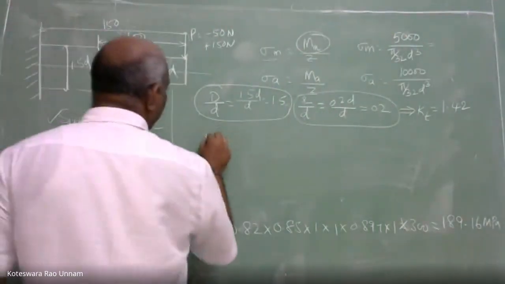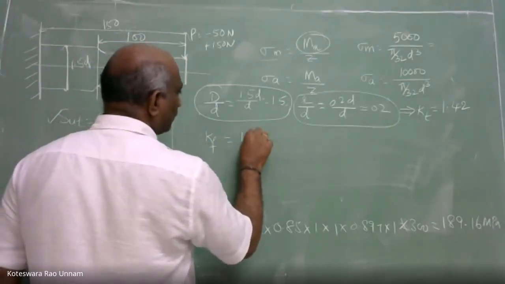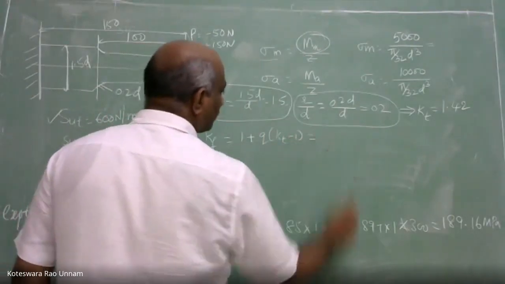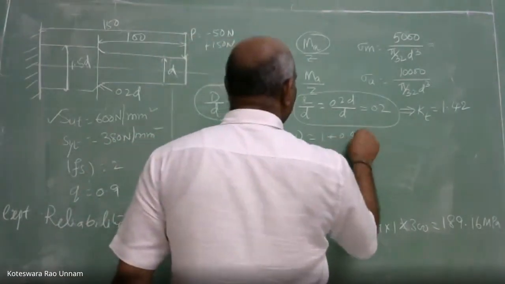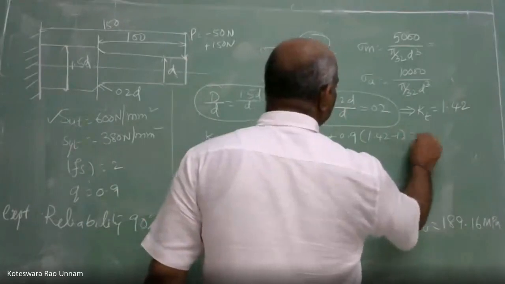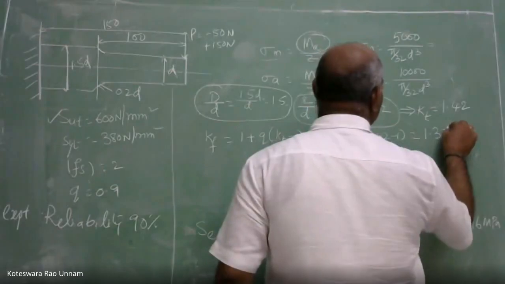Then what is your KF? Your KF is nothing but 1 plus Q into KT minus 1, which is 1 plus 0.9 into KT, which is 1.42 we got, minus 1. Compute the KF value. 1.378, sir. 1.378.